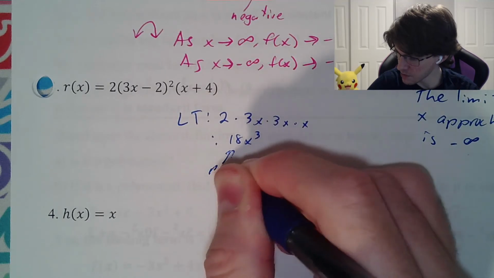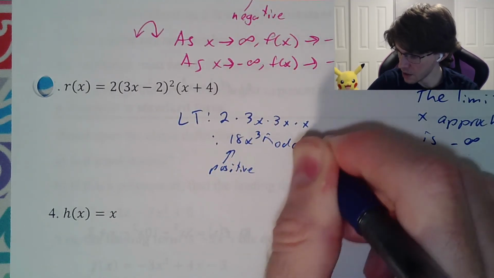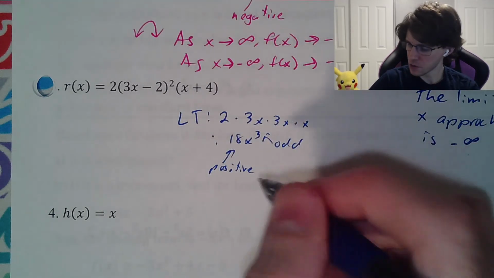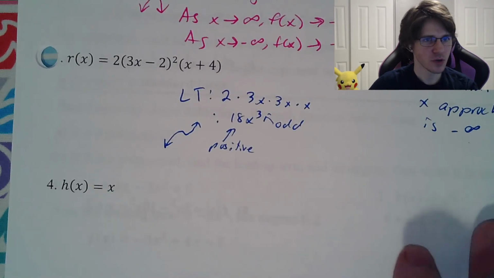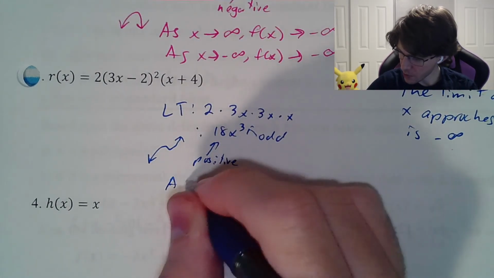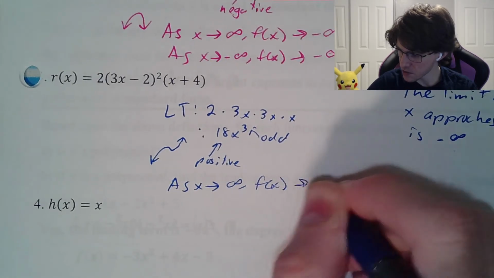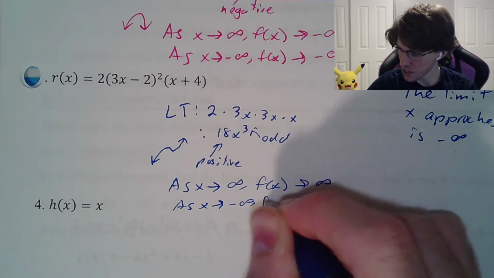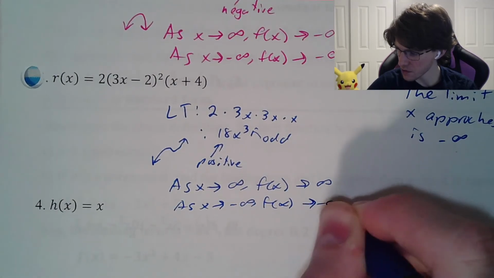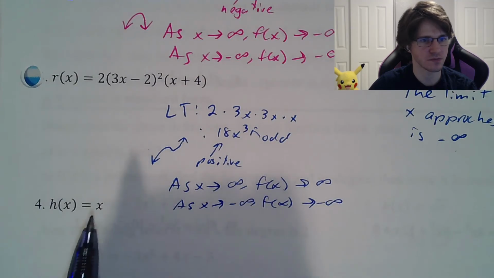That is a positive odd. Positive odd, from the notes on the previous page, looks like this, which means writing it in the way that I'm going to prefer this year: as x goes to infinity, f of x goes to infinity; as x goes to negative infinity, f of x goes to negative infinity. Because as it goes to the right, you go up. As you go to the left, you go down.